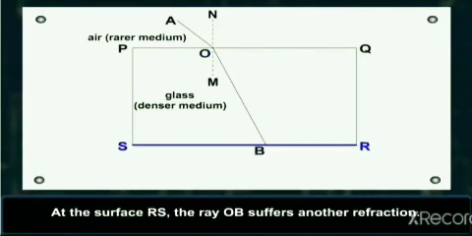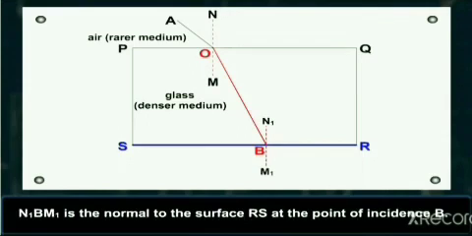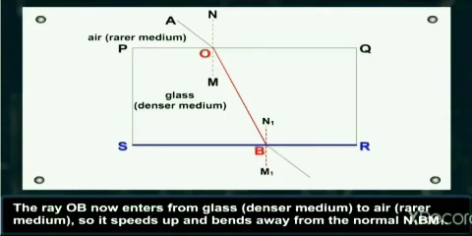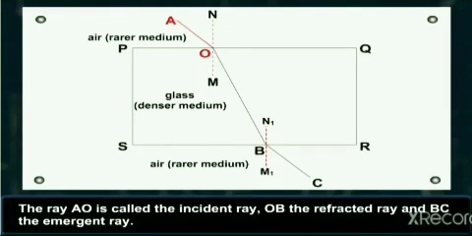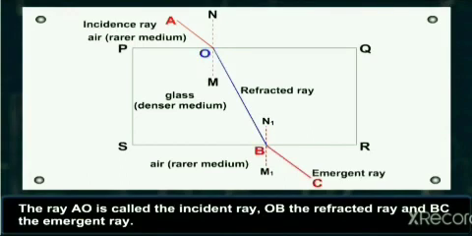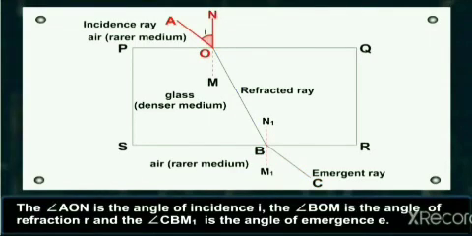At the surface RS, the ray OB suffers another refraction. N1BM1 is the normal to the surface RS at the point of incidence B. The ray OB now enters from glass, which is the denser medium, to air, the rarer medium. So it speeds up and bends away from the normal N1BM1. It travels along BC in air. The ray AO is called the incident ray, OB the refracted ray, and BC the emergent ray. The angle AON is the angle of incidence I. The angle BOM is the angle of refraction R, and the angle CBM1 is the angle of emergence E.